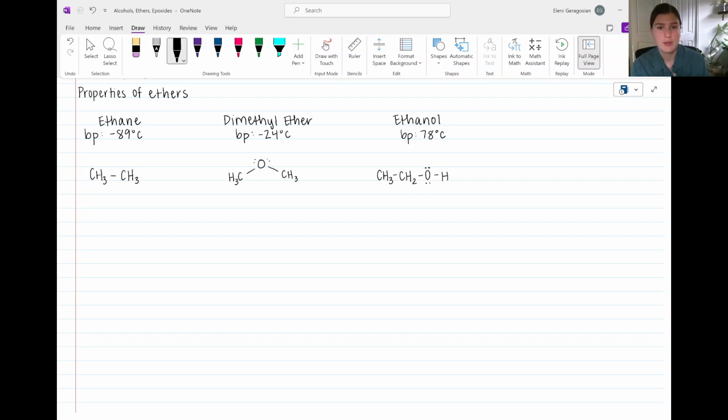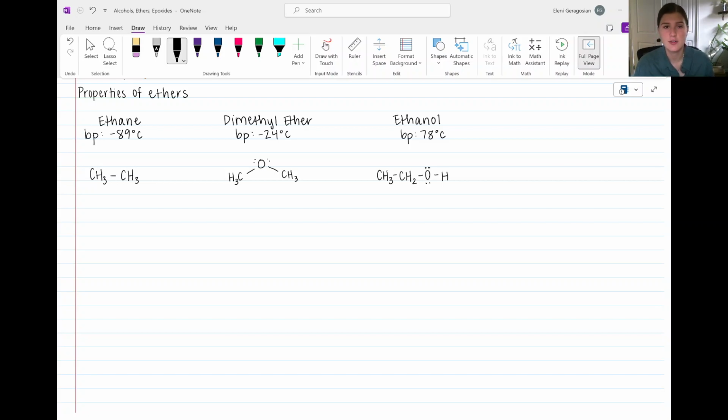So all three of these molecules have 2 carbon atoms. Dimethyl ether and ethanol have an oxygen. And the difference in boiling point can be explained through intermolecular forces. So if we look at ethane, we don't have any polar bonds and we don't have the capability of hydrogen bonding. Remember, hydrogen bonding is when a hydrogen is bonded to an oxygen, nitrogen, or fluorine, then that molecule can hydrogen bond. So ethane: no polarity, no hydrogen bonding capabilities.